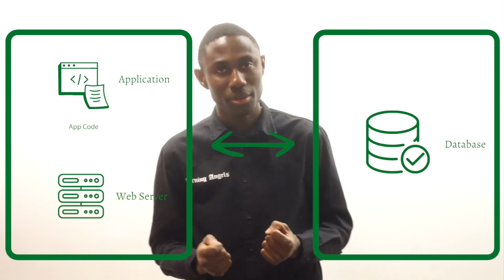Hey, are you wondering what are the differences between a single tier and a multi-tier solution for your application?